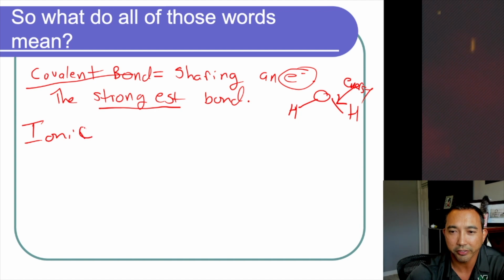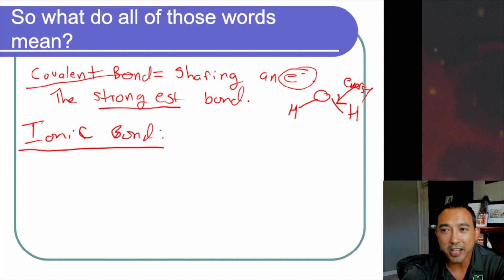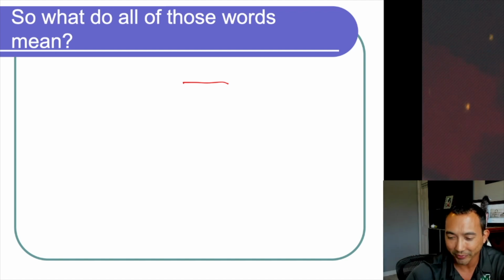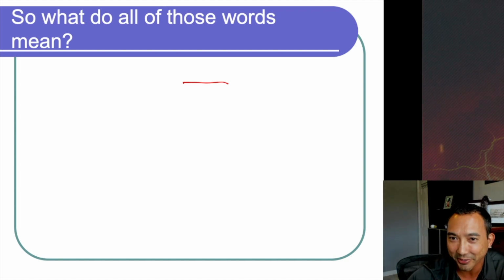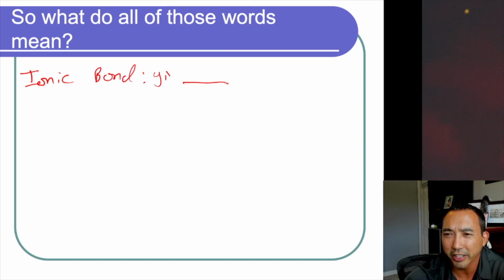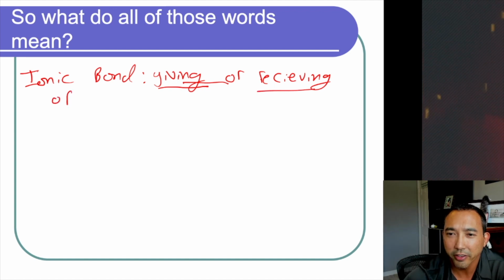Okay, oops, that's a C. Bond. So an ionic bond, let me make this line here, is not a sharing. Oh, okay, you got the other one. All right, I'm still learning how to use this trackpad, so give me a second here. All right, so ionic bond is not a sharing. What an ionic bond is, is a giving or receiving of an electron.